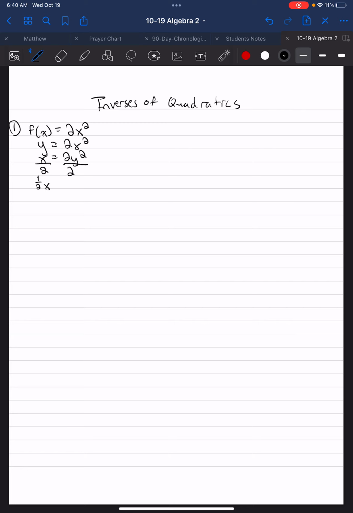That gives me 1/2 x equals y squared. Now, when I take the square root on both sides, because that's my next step in getting y by itself, I end up with the square root of 1/2 x equals y. And then just flipping it back around and writing it like you used to, you get that the inverse of f of x is the square root of 1/2 x. Okay?